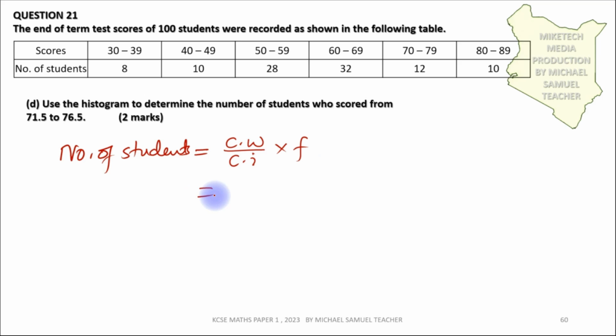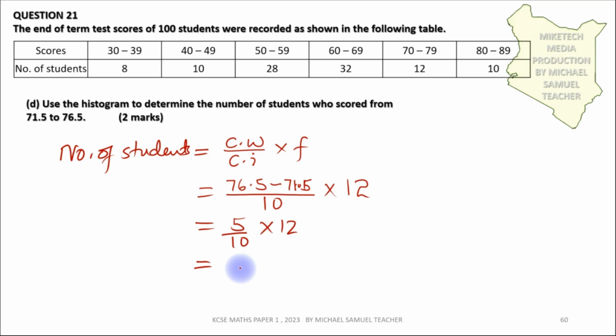So the class width is 76.5 minus 71.5, divided by the class interval. We have seen the class interval is 10. So times the frequency in that particular bar, the frequency is 12. So 76.5 minus 71.5, we get 5. So 5 over 10 times 12. So we end up getting 6 students. So the number of students who scored between 71.5 to 76.5 is 6 students.